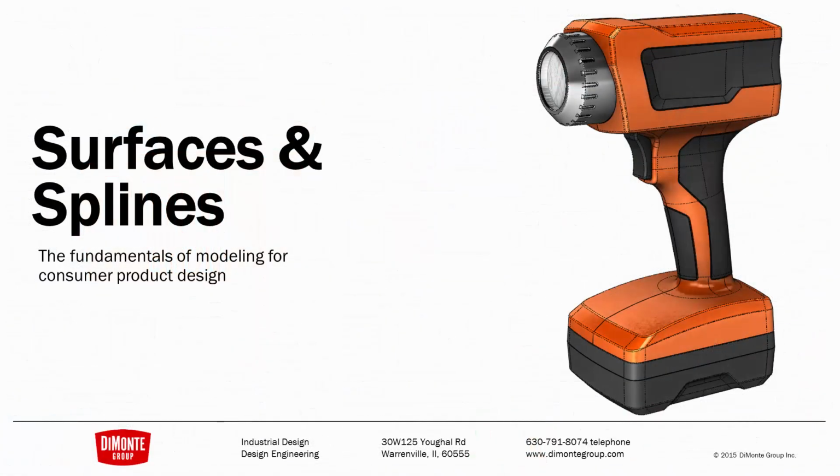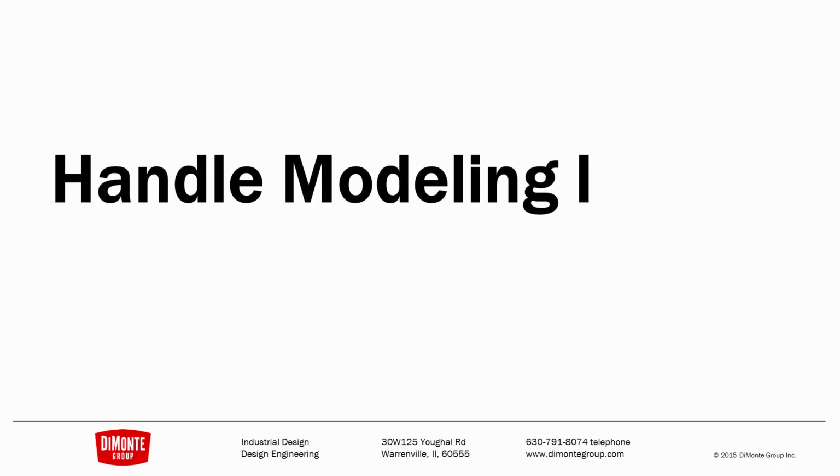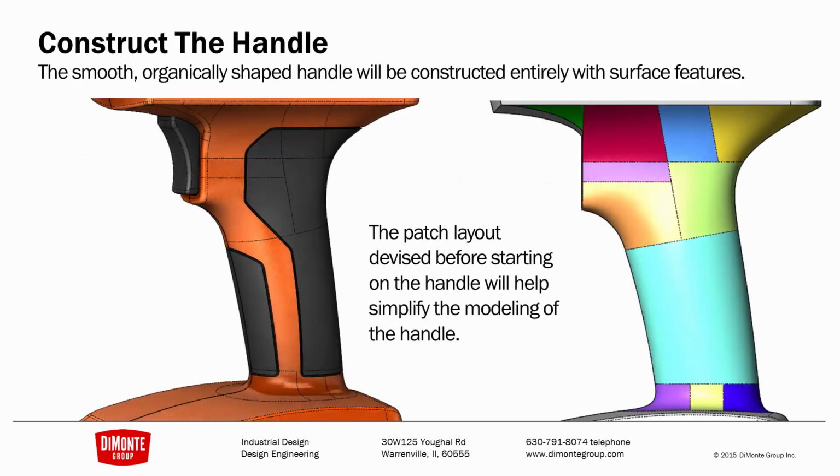And in Surfaces and Splines, we take a look at the production tool-ready modeling of this work flashlight. In this installment, we'll take a look at starting the modeling of the handle. So the smooth, organically shaped handle will be constructed entirely with surface features. And that patch layout that we devised earlier is going to give us an idea of where we need to place sketches and 3D curves to build the surfaces.